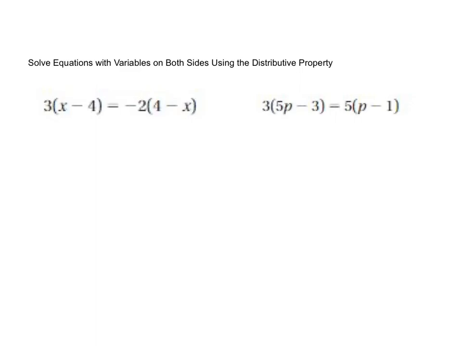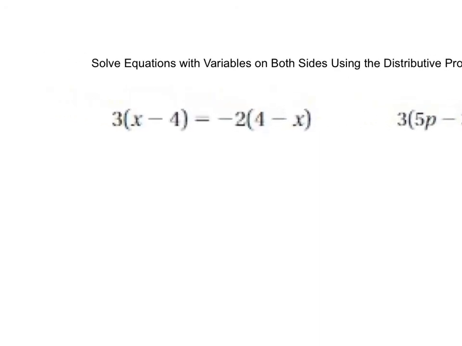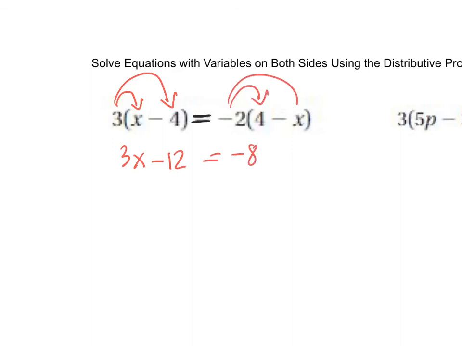So now we're solving equations with variables on both sides. This is also review, but it's been a while. So this is an equal sign. And with that equal sign, we are solving. So now I have a distributive property. 3 times x gives me 3x minus 12 equals negative 8 plus 2x.